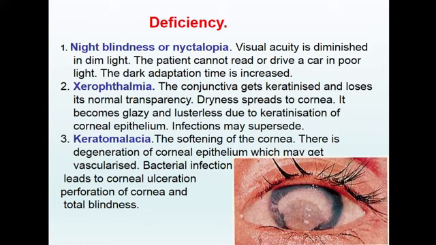After that, later already, corneal opacity develops. Bacterial infection leads to corneal ulceration, perforation, and total blindness. It's already the final result of vitamin A deficiency. At this step it's already beyond treatment: total blindness.